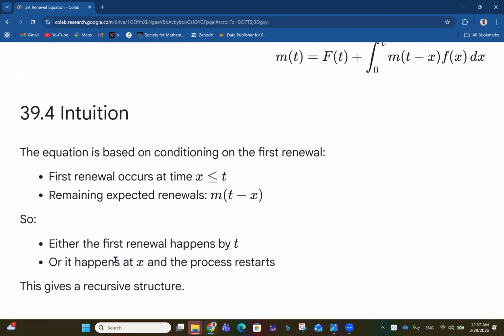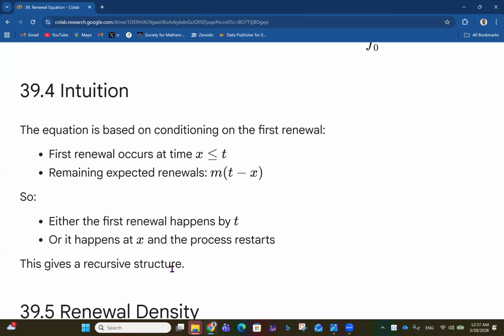The intuition here is that the equation is based on conditioning on the first renewal. The first renewal occurs at time x less than or equal to t, and the remaining expected renewals are m of t minus x, so that either the first renewal happens by t, or it happens at x and the process restarts. And this gives a recursive structure like that.